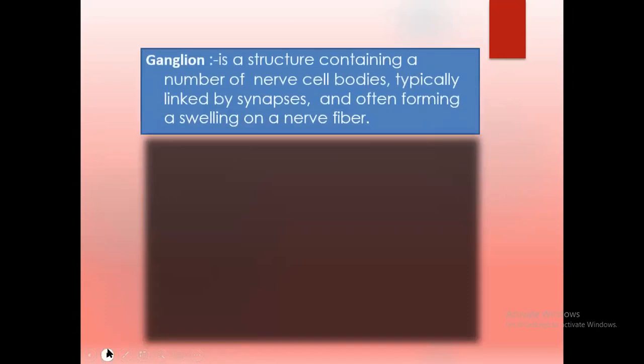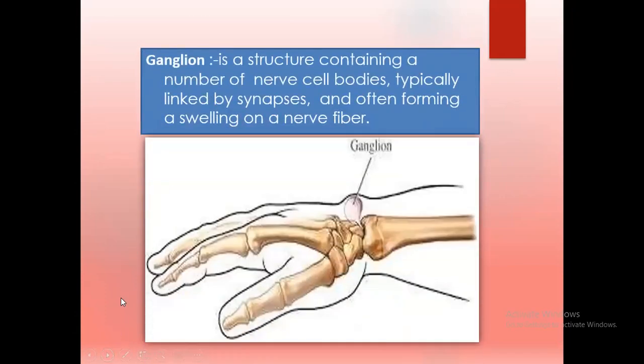What is this ganglion? Ganglion is a structure containing a number of nerves and cell bodies typically linked by synapse and often forming a swelling on a nerve fiber.